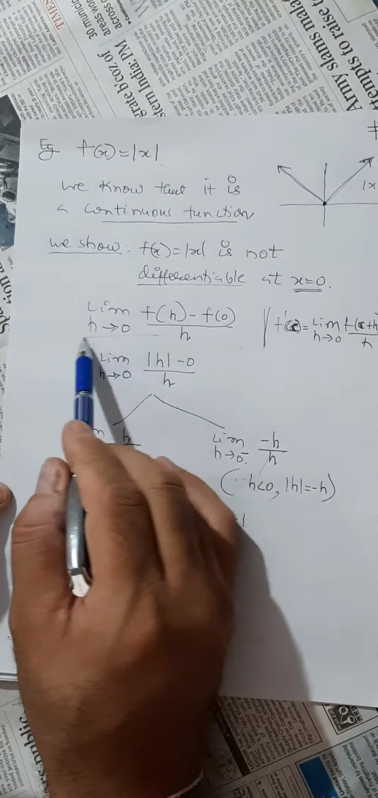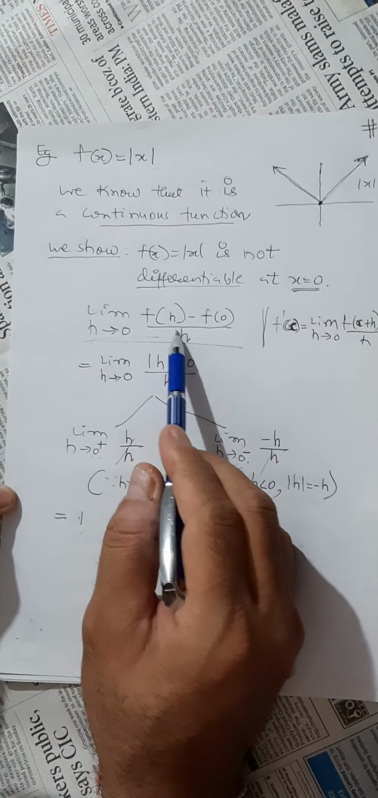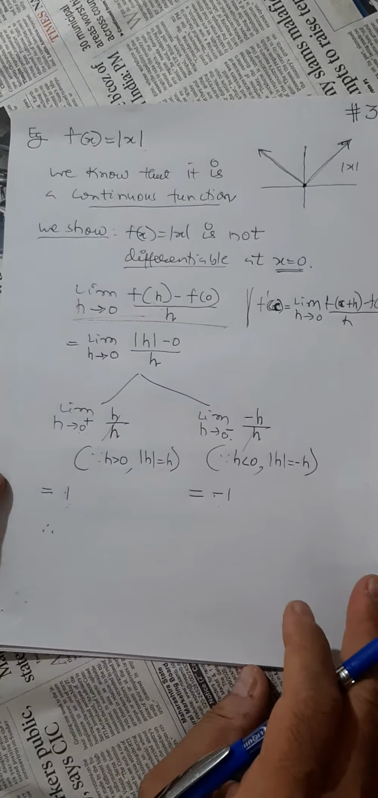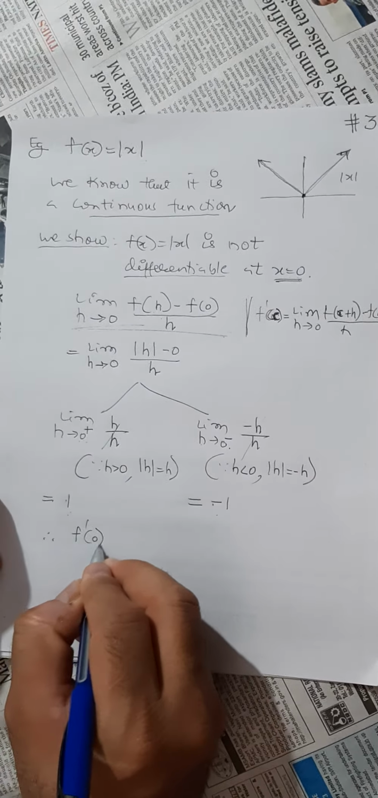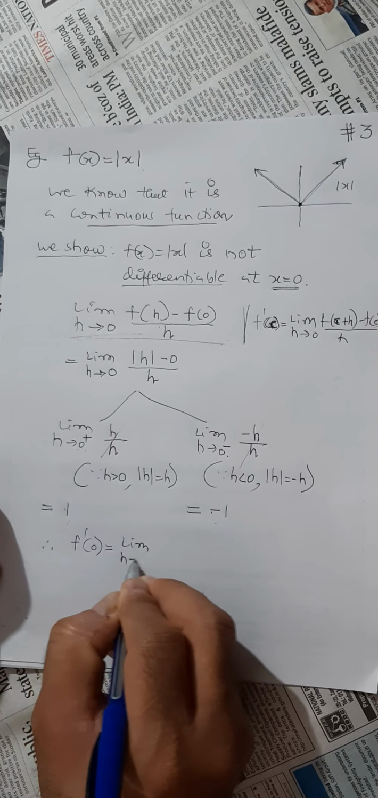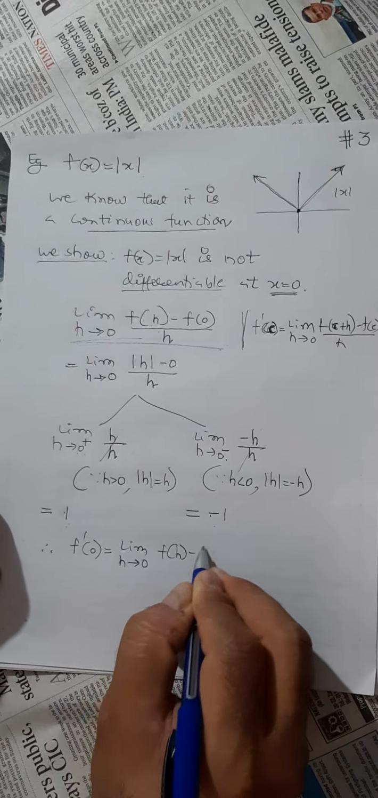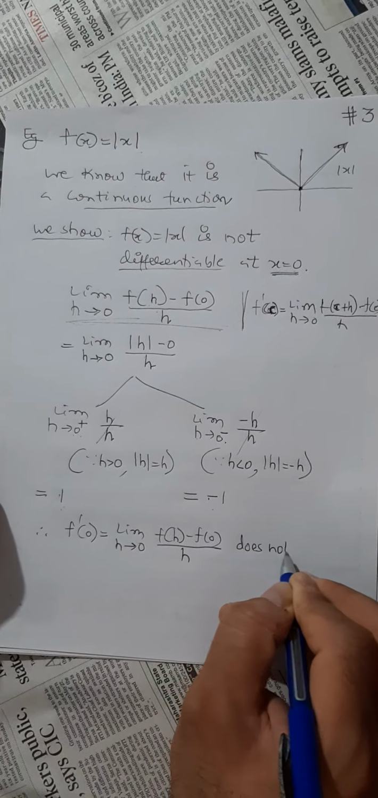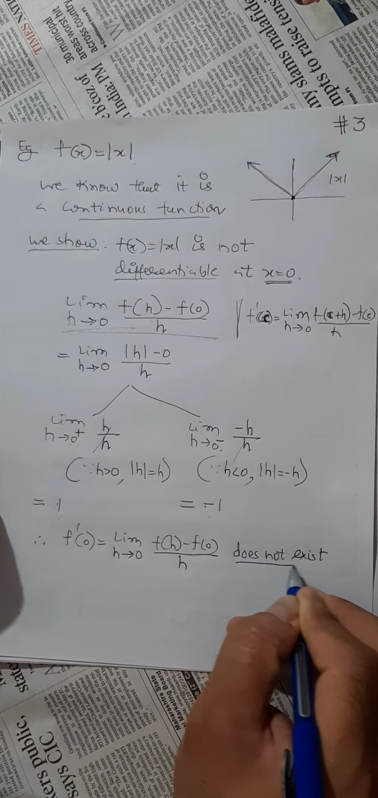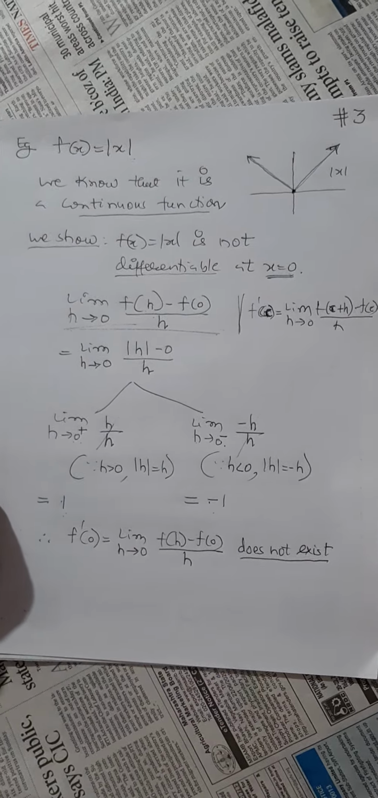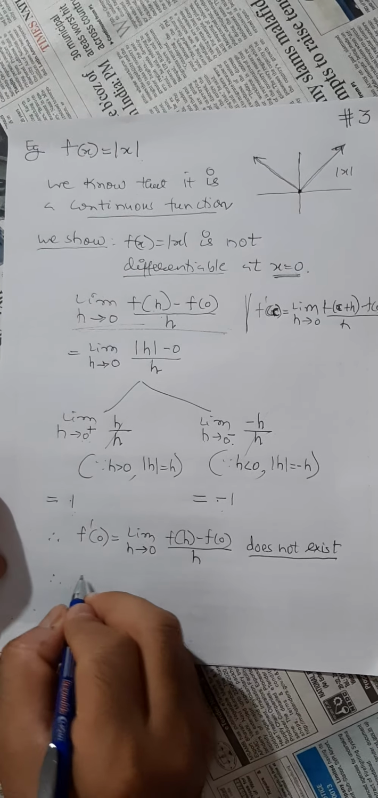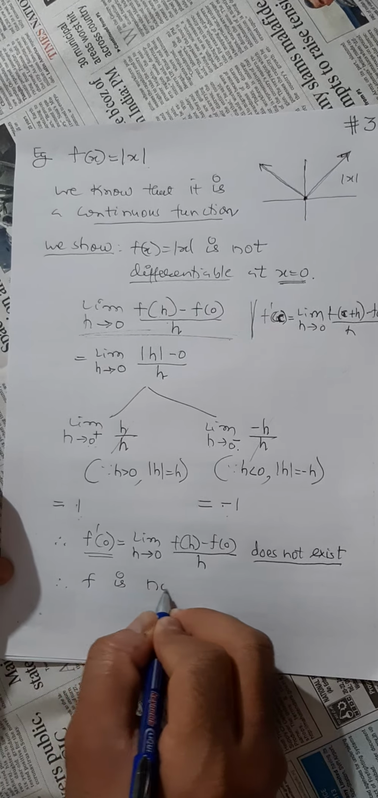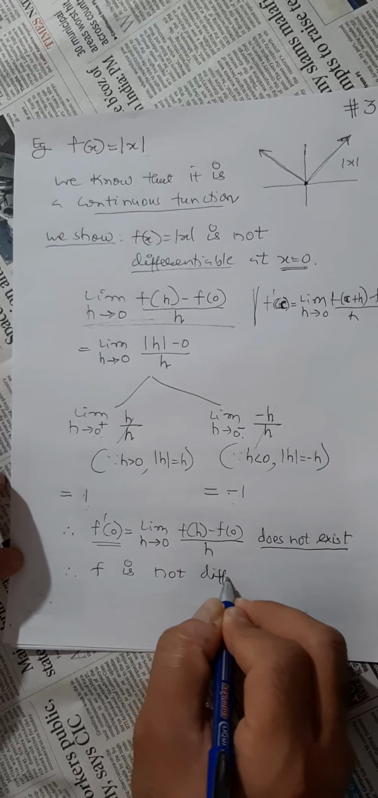this limit doesn't exist. And this limit doesn't exist means what? f dash 0 doesn't exist. So therefore I'll write f dash 0, which equals the limit h tends to 0 of f of h minus f of 0 upon h, does not exist. And therefore what is your conclusion? You can say that f dash 0 doesn't exist, which means f is not differentiable at 0.